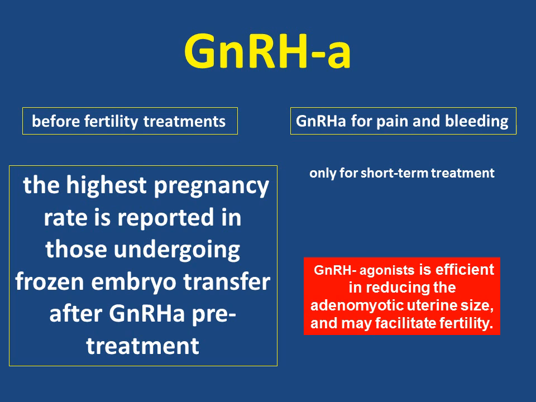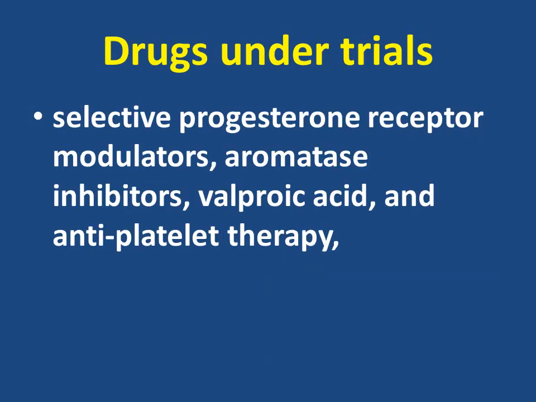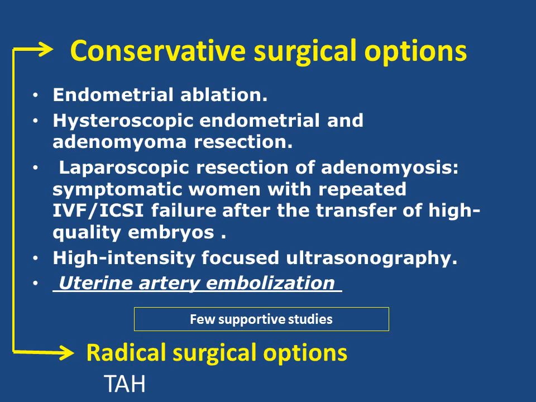But if we give the GnRH analogs for women with pain and bleeding, it should be short duration, because if you give GnRH agonist for a long time, it may have deleterious effect on the woman's health, like osteoporosis and other side effects of prolonged use. So GnRH agonists are effective in reducing adenomyosis, pain, uterine size, and controlling bleeding, and may facilitate fertility as well. Some drugs are under trial, like selective progesterone receptor modulator, aromatase inhibitors, valproic acid, and antiplatelet therapy.